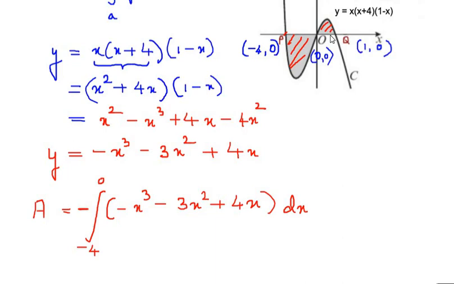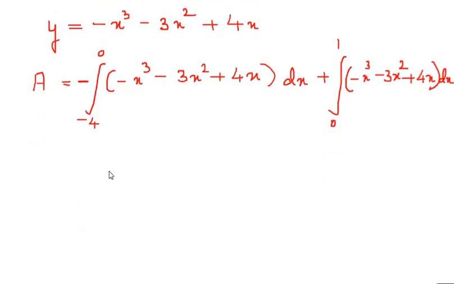Now for the positive curve, for this region, I'm going to take a plus integration, and the limits for this positive region are from O till Q. So it extends from 0 till 1. So 0 to 1, and write the same equation of y, that is minus x cube minus 3x square plus 4x dx. So for the positive curve, we take the integration to be positive, and for the negative curve, we take the integration as negative. Now let us start solving this.